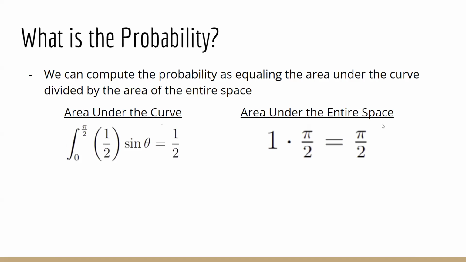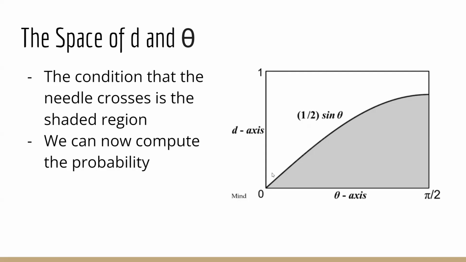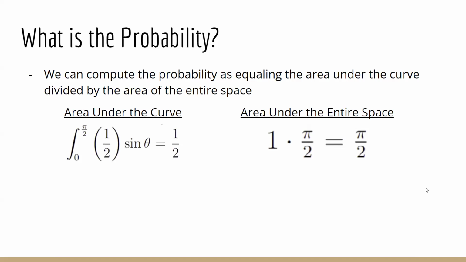So to determine the probability, like I said, we're going to do the area under the curve divided by the area of the entire space. For the area under the curve, we can use calculus, and we saw in this figure that our bounds are 0 to pi over 2. And the equation was 1/2 sine theta. So working this integral out, you get 1/2 as your answer.